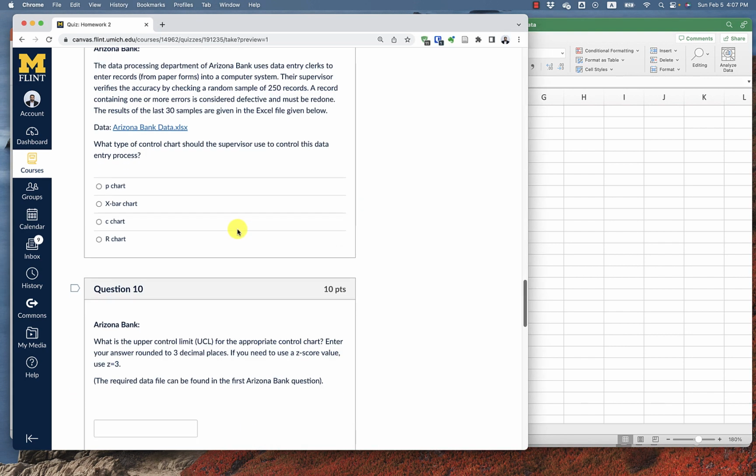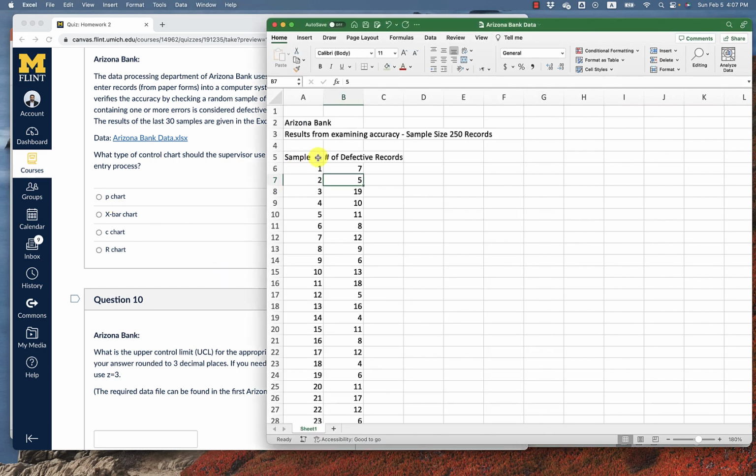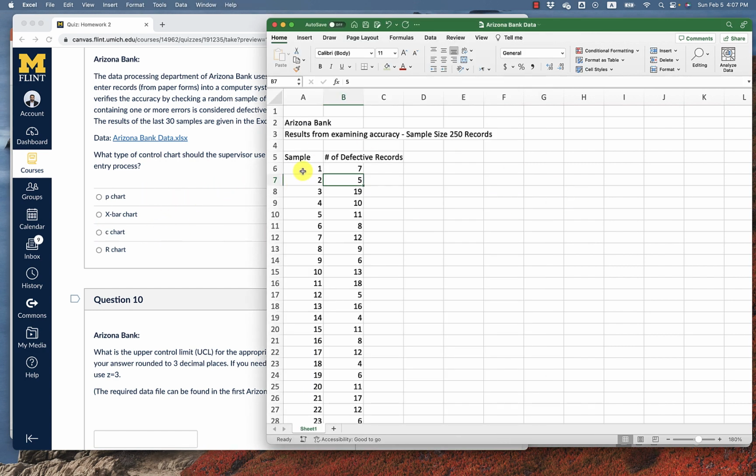So what type of chart will we use? Xbar chart is out of the question because it is 1-0 data or count data. And so the question is a P chart or a C chart. It's not a count of defects happening over a period of time or space. We take a sample and we classify everything in the sample as yes, no, 1-0, defective, not defective.